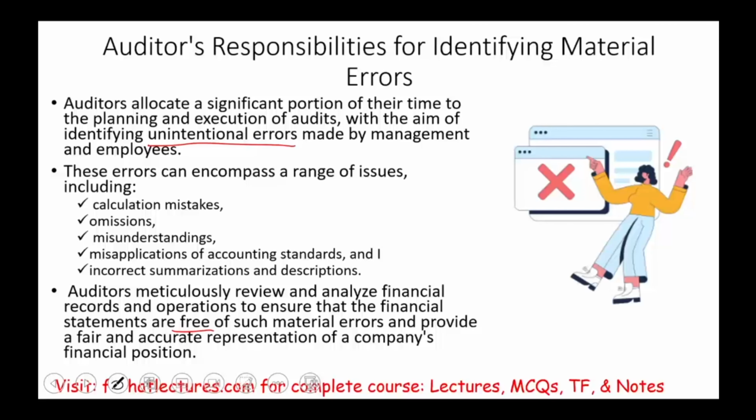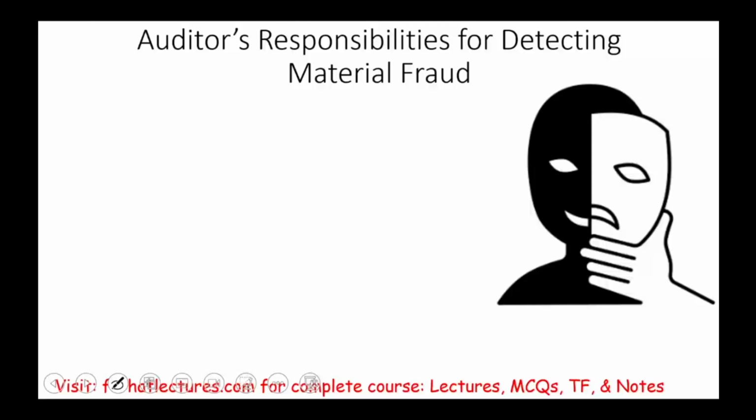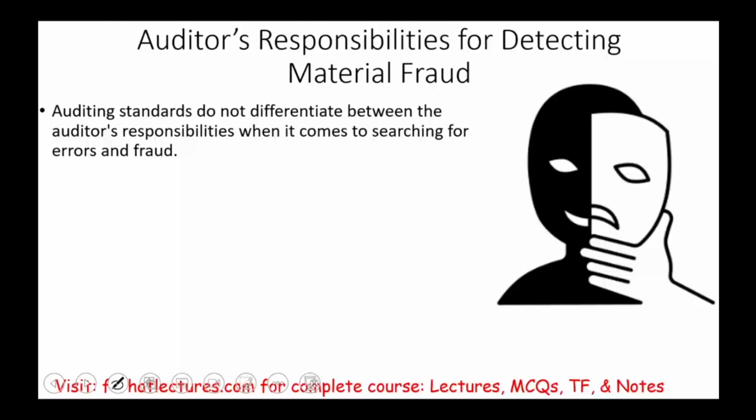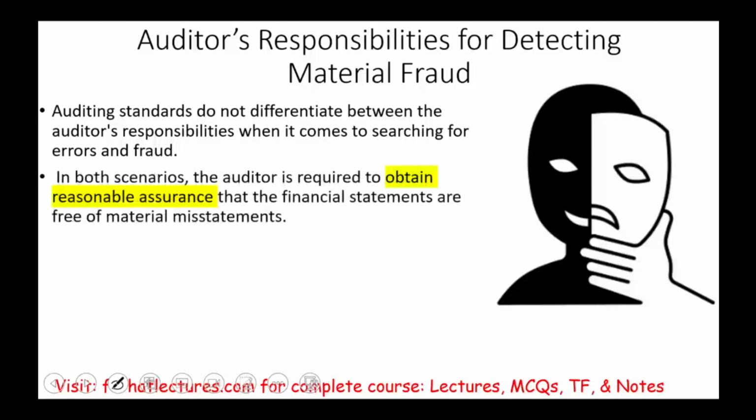How about fraud? What's the responsibility for fraud? Same thing. Do not differentiate between auditor responsibility for fraud or errors. It's always a reasonable assurance. In both scenarios, the auditor is required to obtain only reasonable assurance. Best effort that the financial statements are free of material misstatement, whether due to error or fraud.